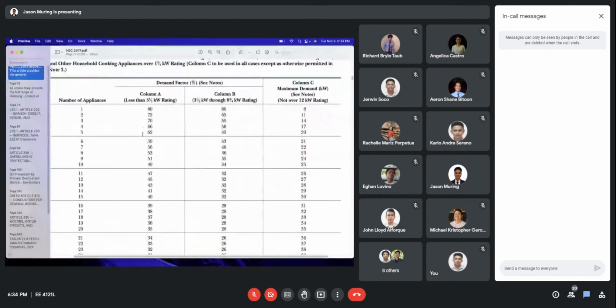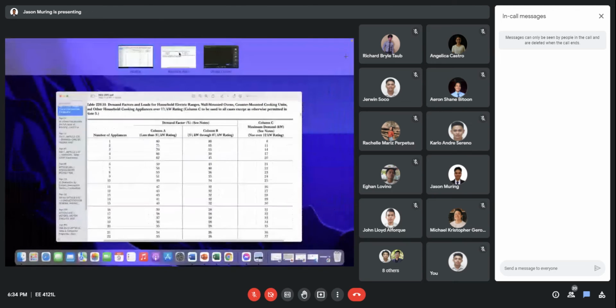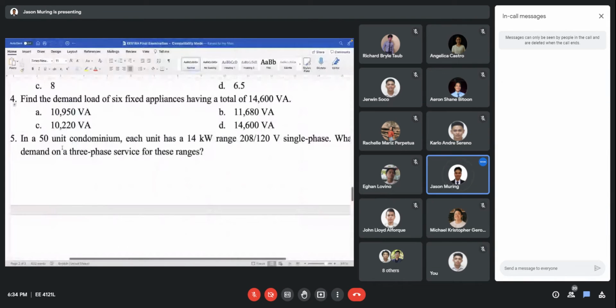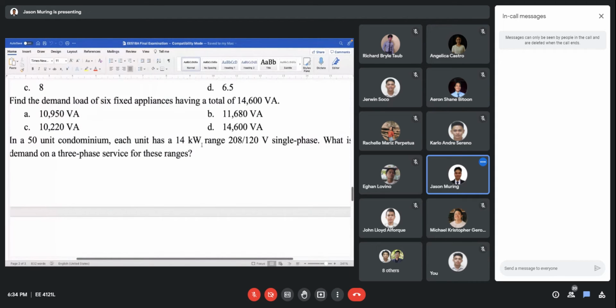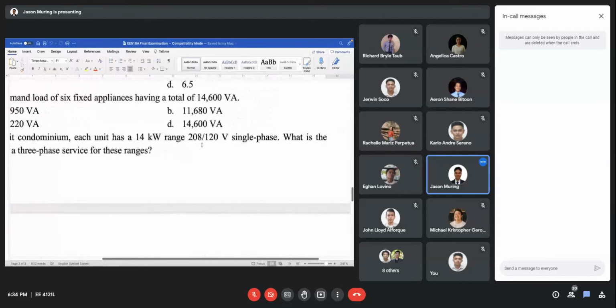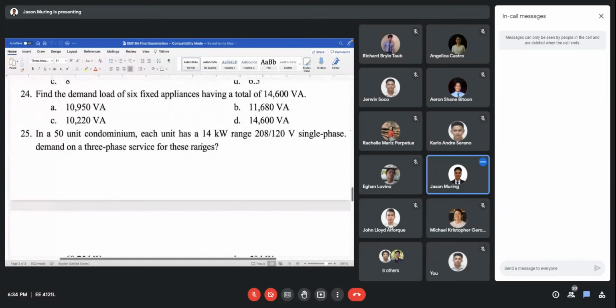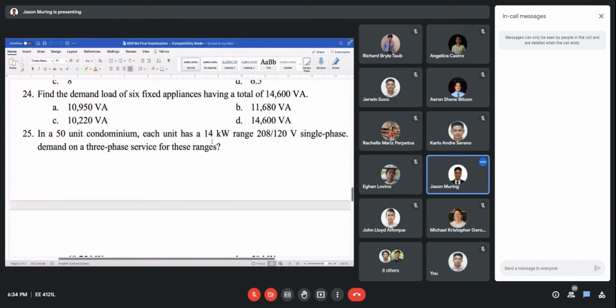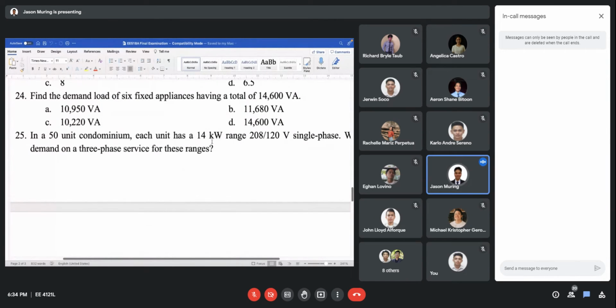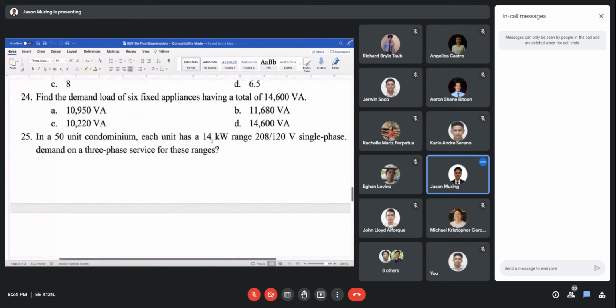Okay, so 50 units. So therefore, yep, so 120. Okay, so we just have to divide by square root 3 later. Okay, so 50, then 14 kilowatts.